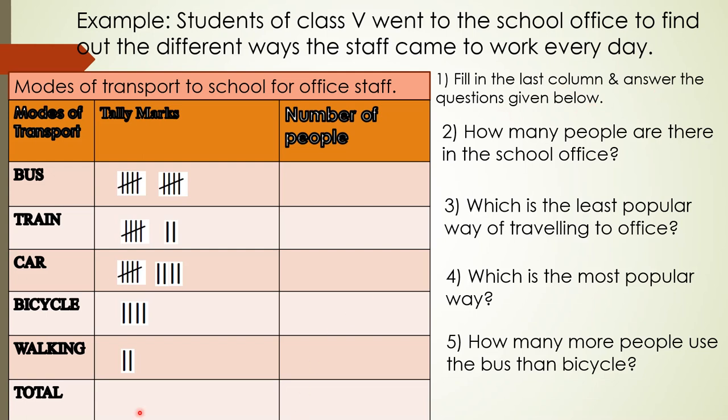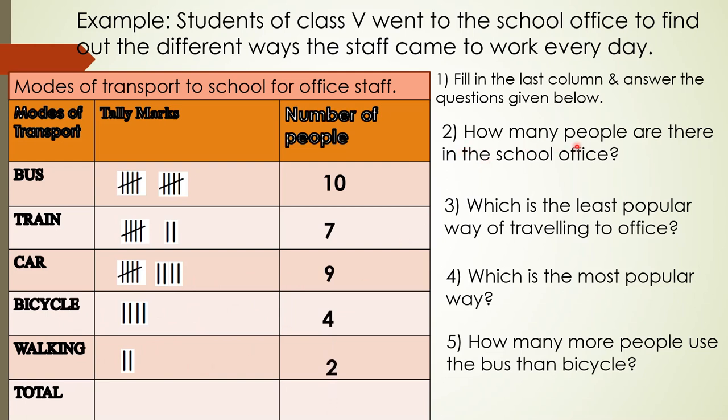Now look at the tally chart. First, bus. 5 plus 5 equals 10 people. By train, 5 plus 2 equals 7 people. By car, 5 plus 4 equals 9 people. By using bicycle, 4 people. By walking, 2 people.